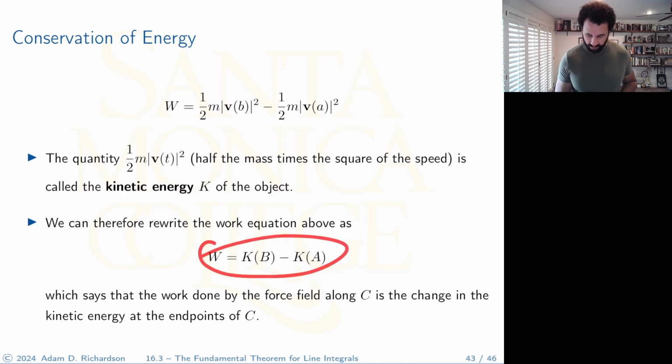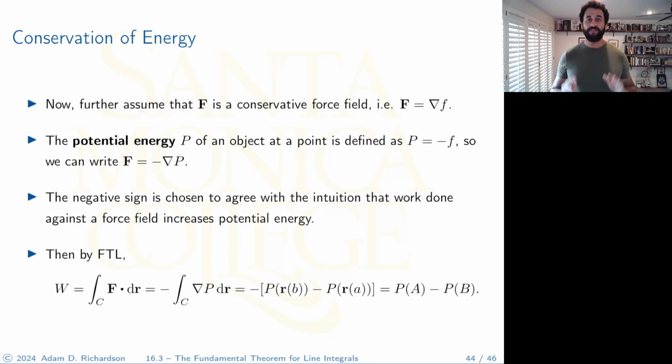All right, so hold on to this for a minute. Now we're going to look at it from a different perspective. Here we go. If we further assume that our force field is conservative, then that means there's some potential function little f, where if we take the gradient of f, we get bold F. Now, we define the potential energy P of an object at any point as the opposite of f. So this is what we call the potential energy. This is why I've been referring to this as a potential function. So we're going to define P as the opposite of f, so that way, bold F is equal to the opposite of the gradient of P.